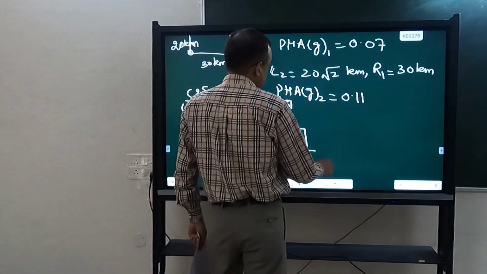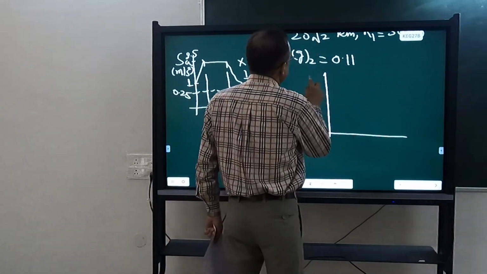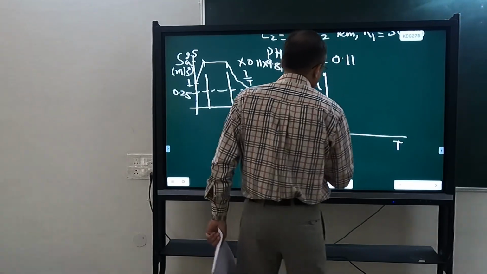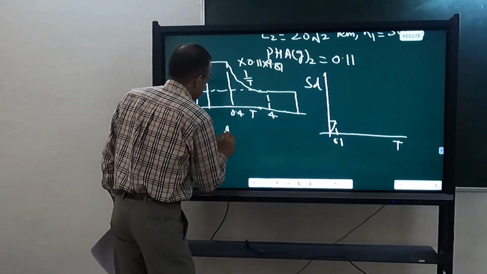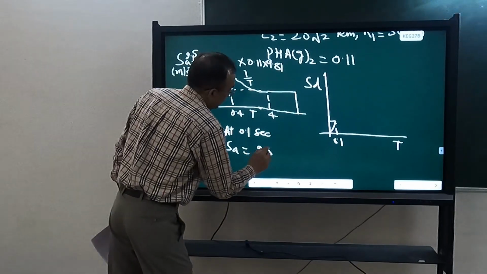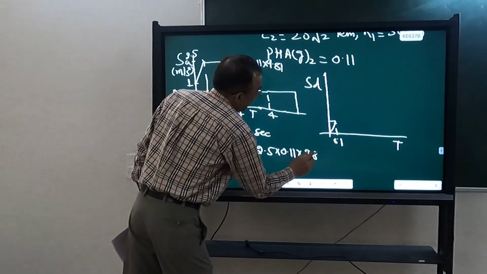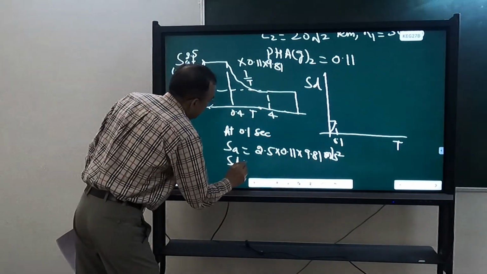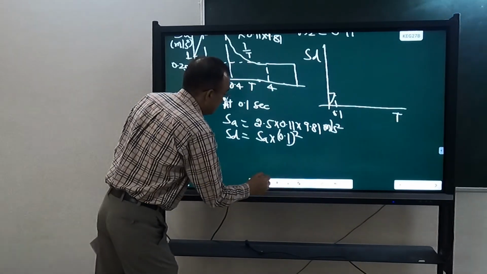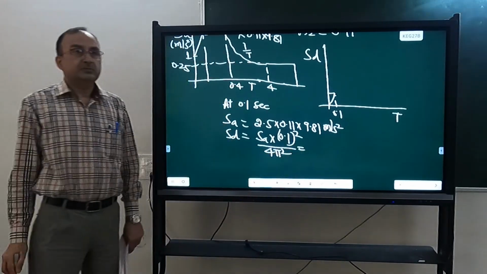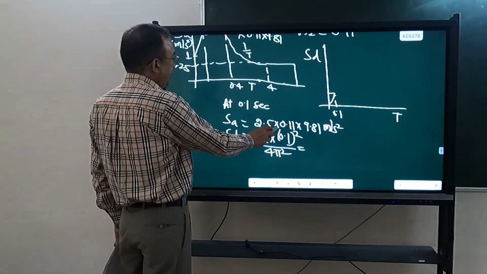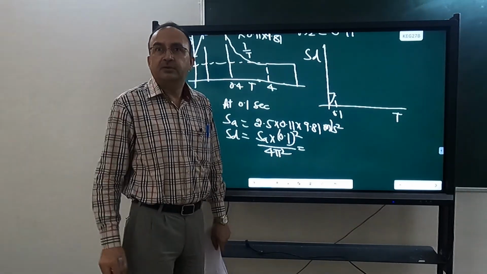You have to convert this into SD versus T. So initially, up to 0.1 second it is a cubic parabola. The value at 0.1 second, SA is 2.5 into 0.11 into 9.81 meter per second square. So SD will be SA into 0.1 square divided by 4 pi square. How much is that? 2.5 into 0.11 into 9.81 into 0.1 square divided by 4 pi square. 0.002.